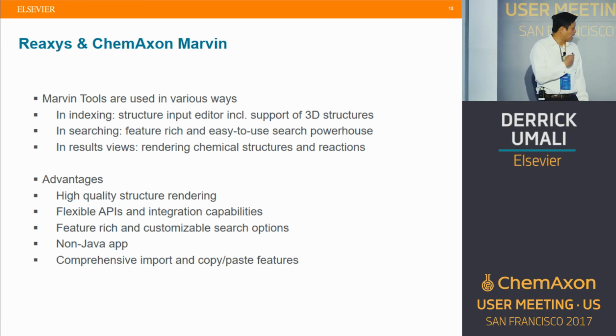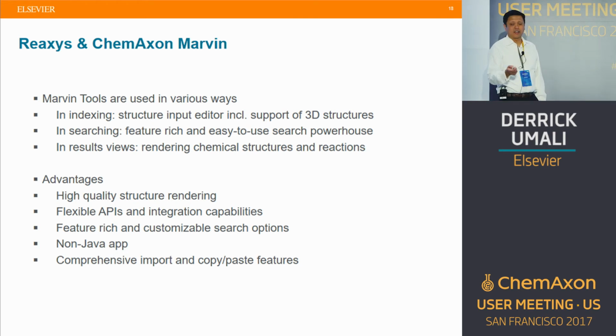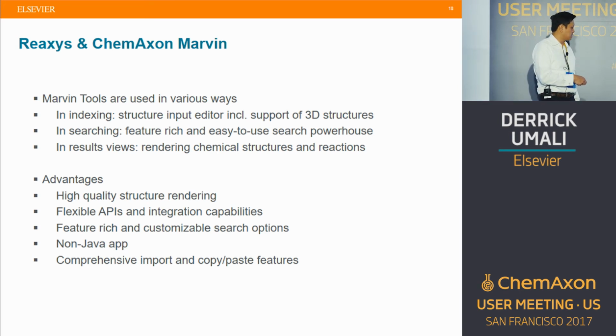The advantages: high-quality structure rendering, flexible APIs and integration capabilities, making it easy for us to embed in the web pages. Feature-rich and customizable search options, a lot that as a trainer, we have to teach our folks to get the most out of Reaxys. The biggest one in the last 2 years is that it's a non-Java app, moving away from the security issues of having to deploy a Java app with Marvin Sketch, and then comprehensive import and copy-paste features there. So those are things that we appreciate about ChemAxon Marvin JS.